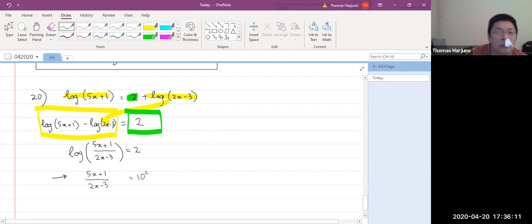Okay. Now, Thomas, how do we know that's base 10? Well, because log without any base implies log base 10. If we don't write any base under the log, then that's base 10. Okay, keep that in mind.